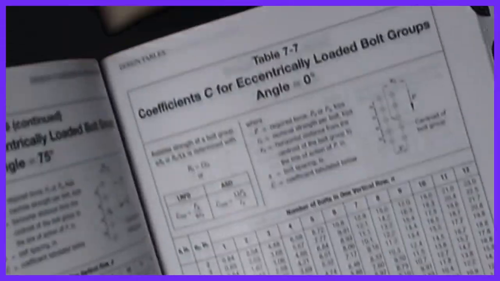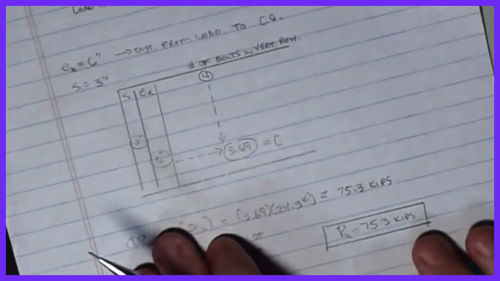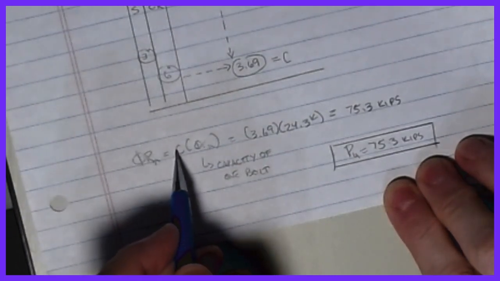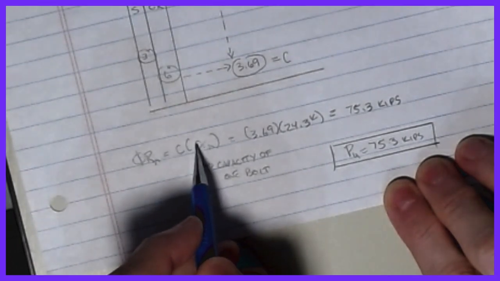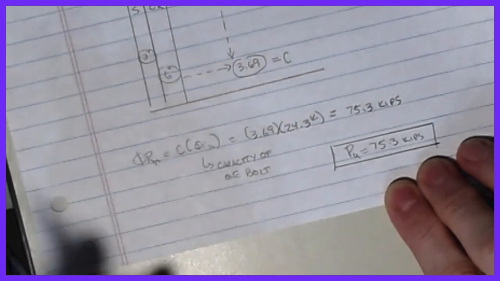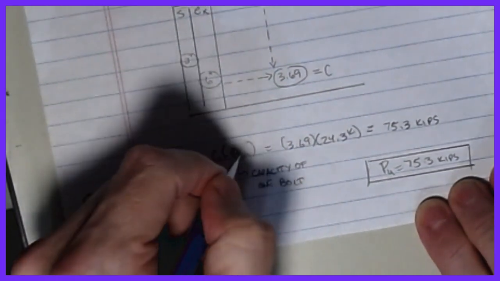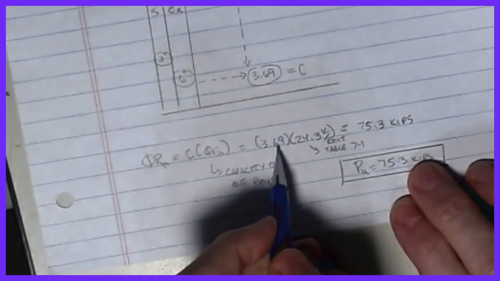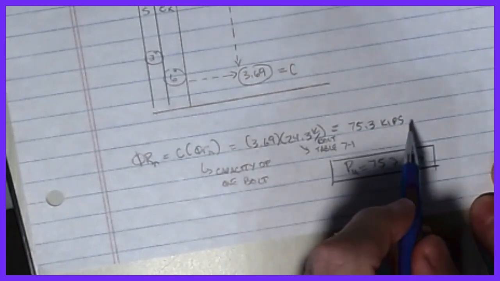Once I've got that, we can put the book away and come back in and do the rest of the calculation. The table says the applied load, this φRn value, is that C coefficient we found multiplied by the capacity of a single bolt, φRn for my single bolt. So I take that 3.69 and multiply it by this value from Table 7.1, which is the shear capacity per bolt. 3.69 times 24.3 gets me to 75.3 kips.